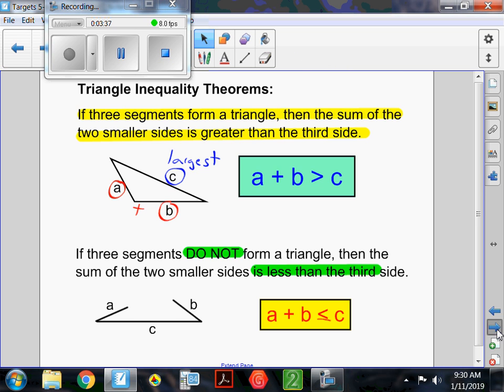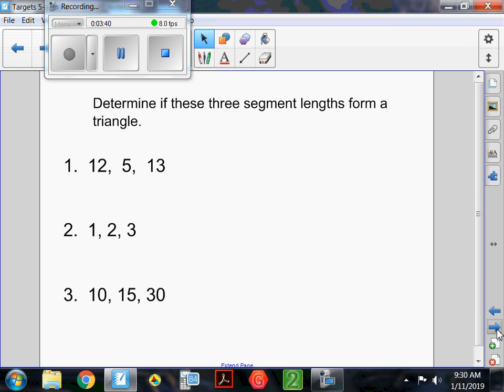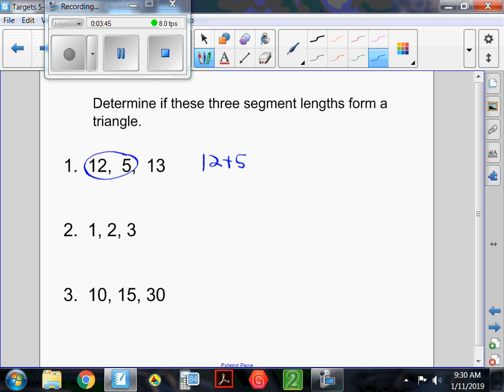Here's some examples. Determine if these 3 segment lengths form a triangle. I'll take the 2 smaller sides, 12 plus 5. 12 plus 5 is 17. 17 is greater than the third side. So number 1, yes, would form a triangle. The 2 smaller sides add up to be more than the third side. For number 2, the 2 smaller sides, 1 plus 2, are equal to the third side. The triangle inequality theorem says that the 2 smaller sides must be greater than. So because this is not greater than, this is not a triangle.